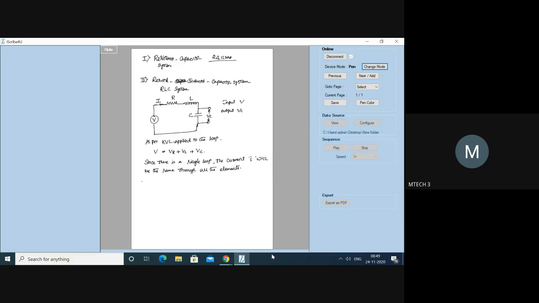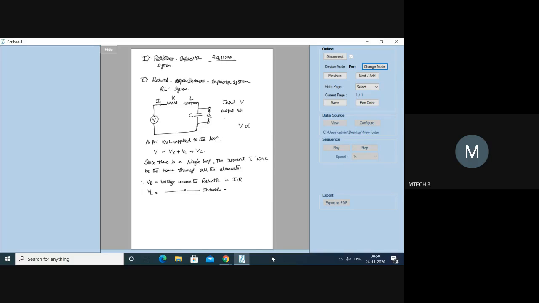Therefore, VR is the voltage across the resistor. What is the equation with respect to current? I into R. So VR is equal to I into R. Then VL, the voltage across the inductor. What is the basic equation for voltage? Go back to the basic component that we discussed, the inductor.